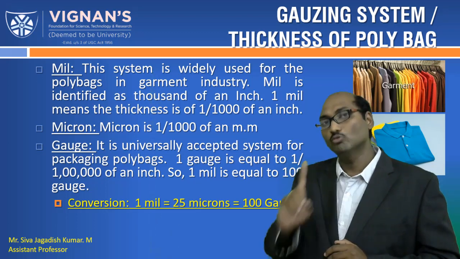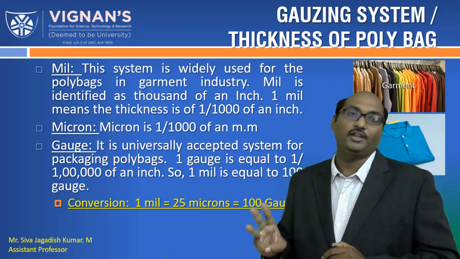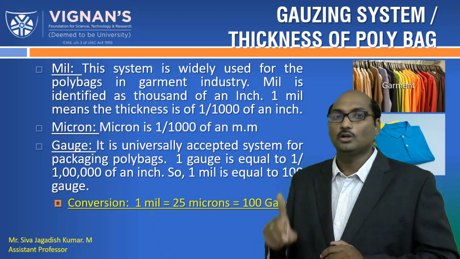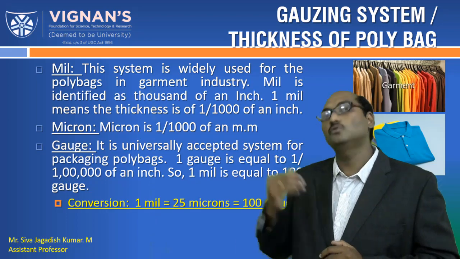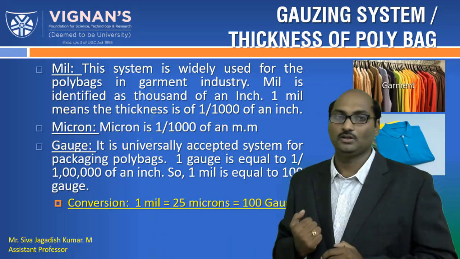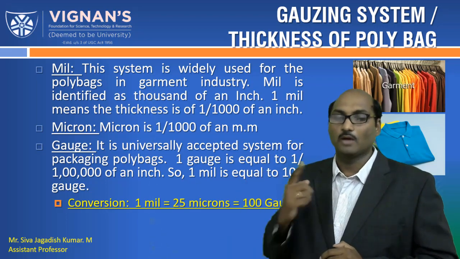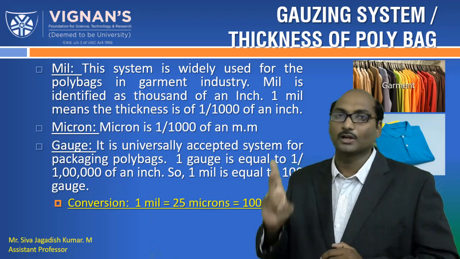So mil, micron, and gauge. 1 mil is equal to 25 micron, which is also equivalent to 100 gauge. Understood? Yeah, please remember this. Mil, micron and gauge.